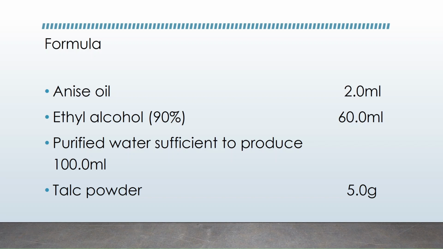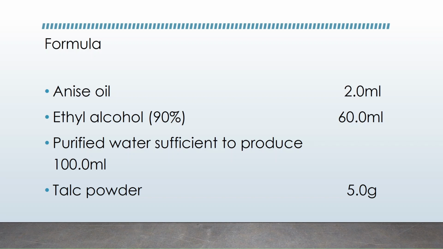And then purified water, we need the one that is sufficient to give us 100.0 ml. And then we need talc powder. We are going to use 5.0 grams. In case you're preparing 100 ml concentration of anise water, this is the formula.